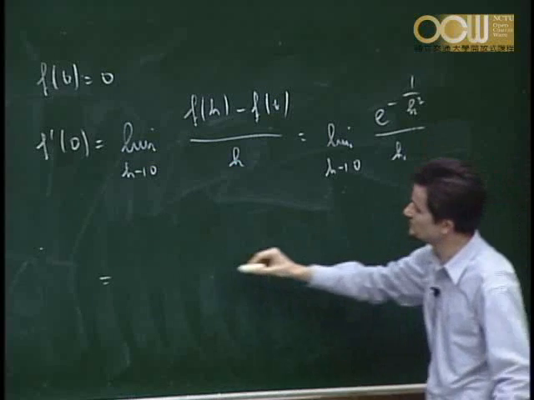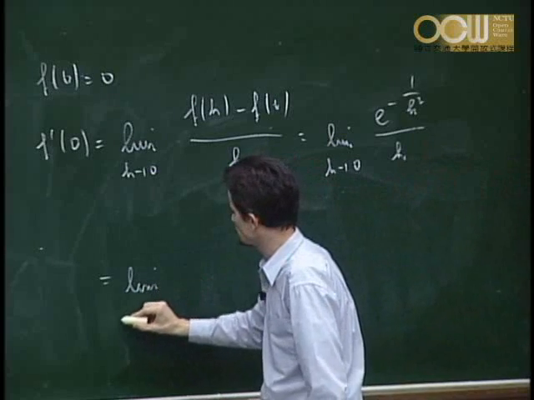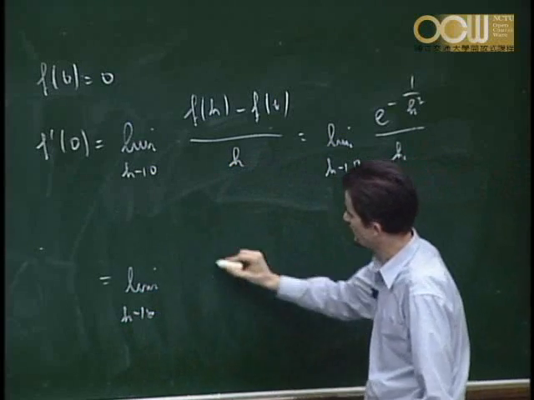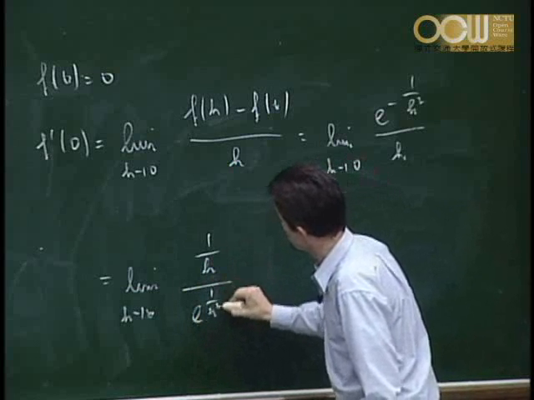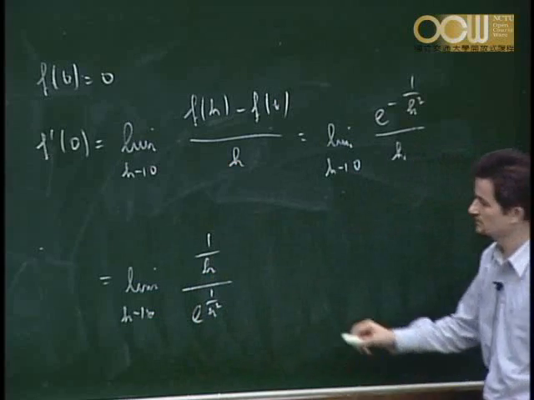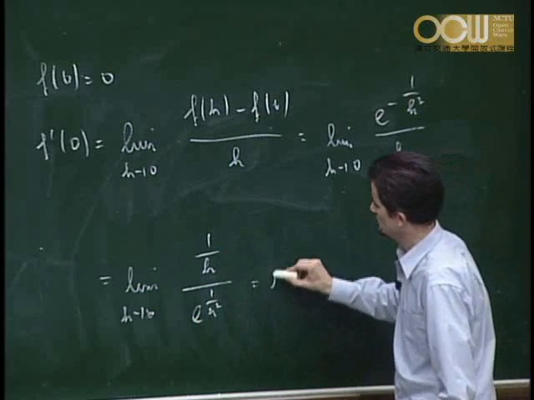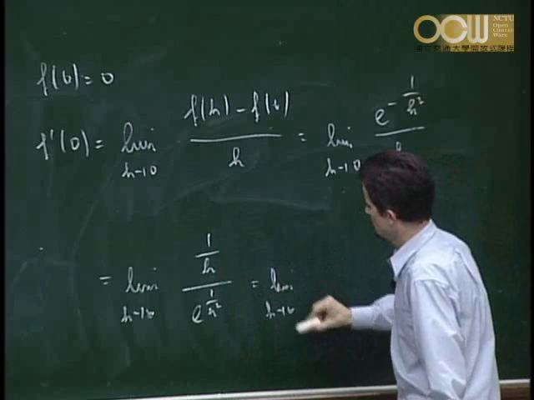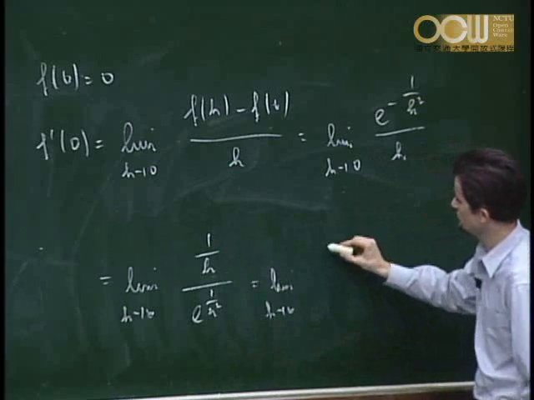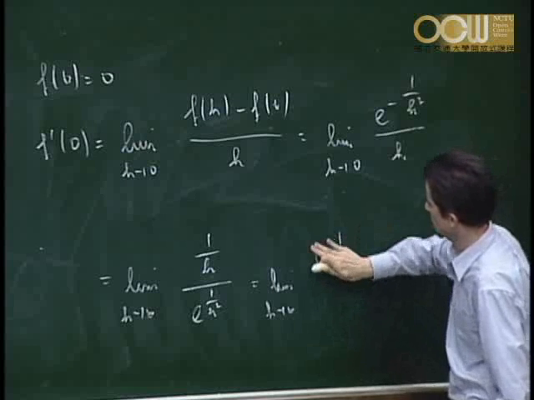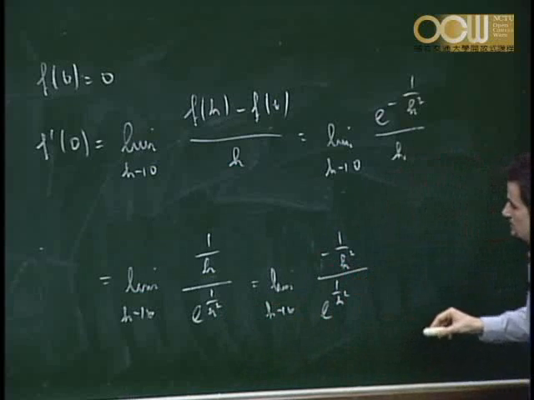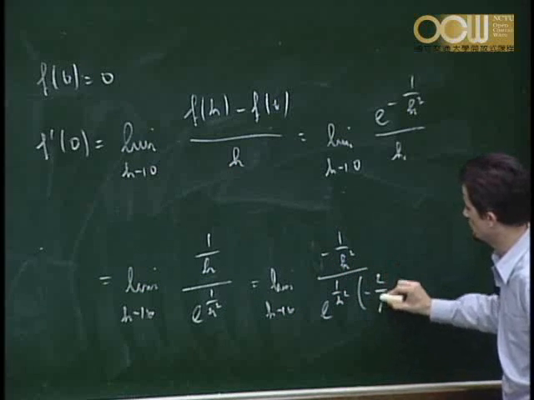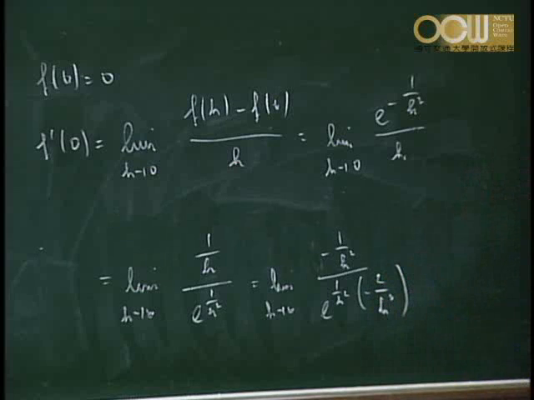So this is an example where using L'Hopital is a little bit more tricky, because you have to write it as 1 over h over e to the 1 over h squared, and then use L'Hopital. So you have infinity over infinity. So this is equal to the limit as h tends to 0. If you take the derivative here, what you get is minus 1 over h squared. And if you take the derivative here, what you get is e to the 1 over h squared, times minus 2 over h to the cube. So things become easier.